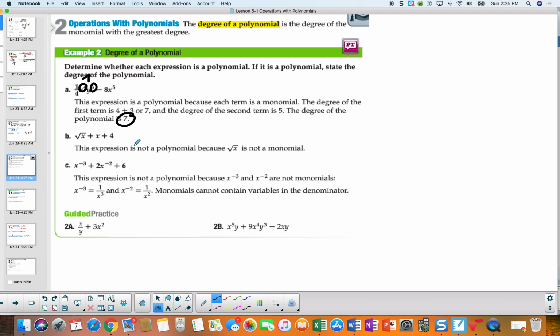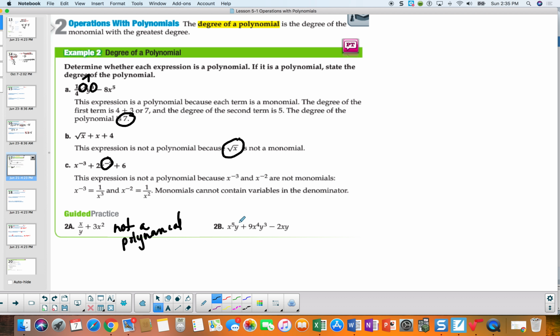Now this is not a polynomial because of that square root. And this is not a polynomial because of the negative exponent. Okay, so what is the degree of the polynomial? And this is not a polynomial, so we don't have to find the degree.